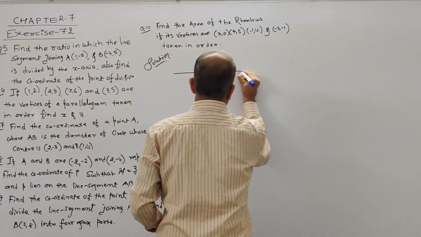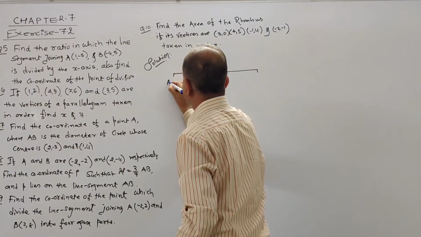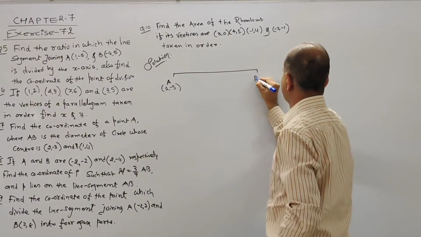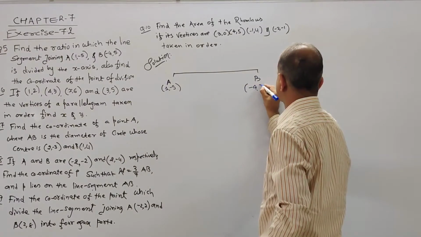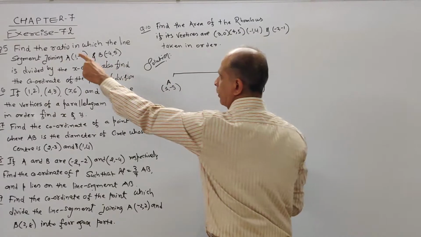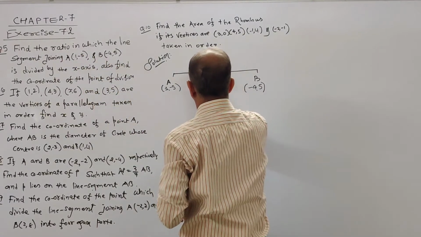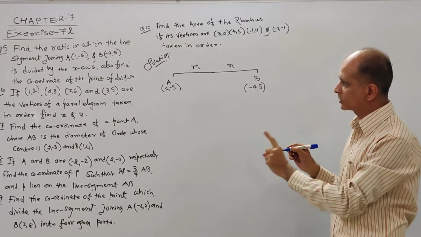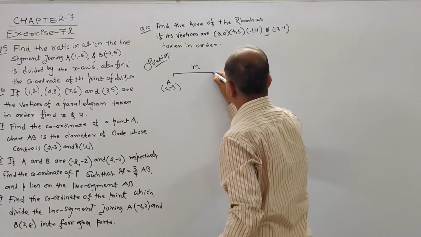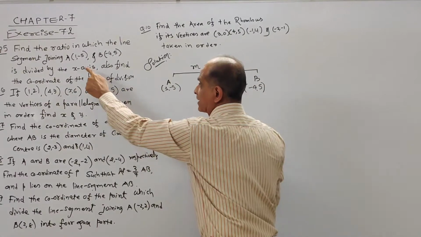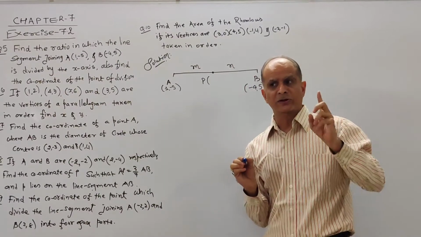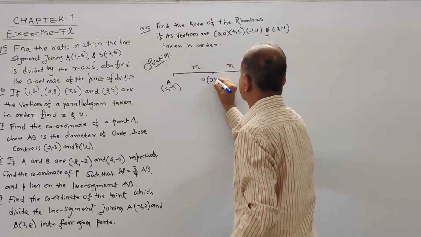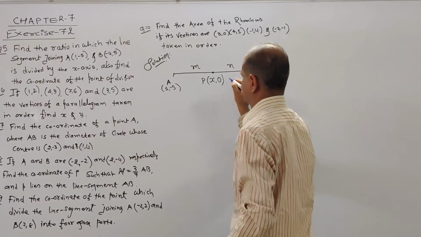So let me draw the figure first. The point A is (1, -5). Point B is (-4, 5). You have to find the ratio, meaning you have to find m and n, in which the line segment joining these two is divided by the x-axis. Now this point P is on the x-axis. A point which is on the x-axis always has y coordinate 0. So the coordinate of this point P is (x, 0).